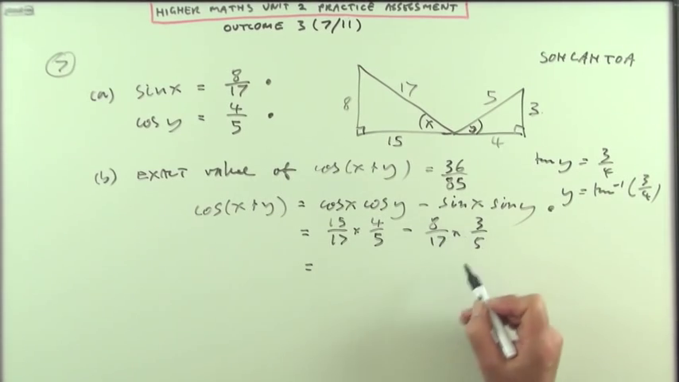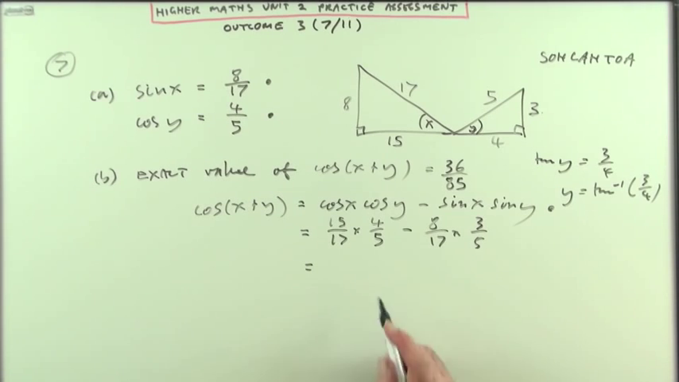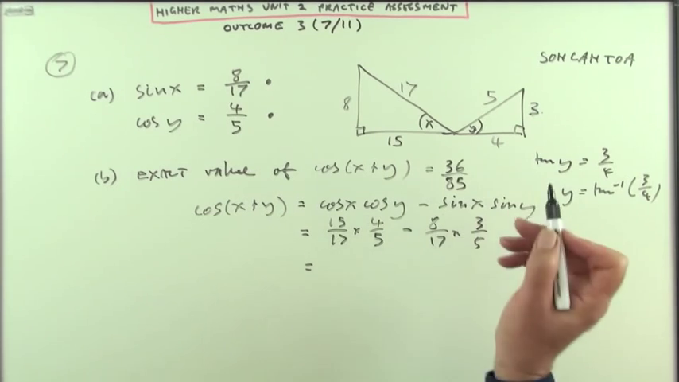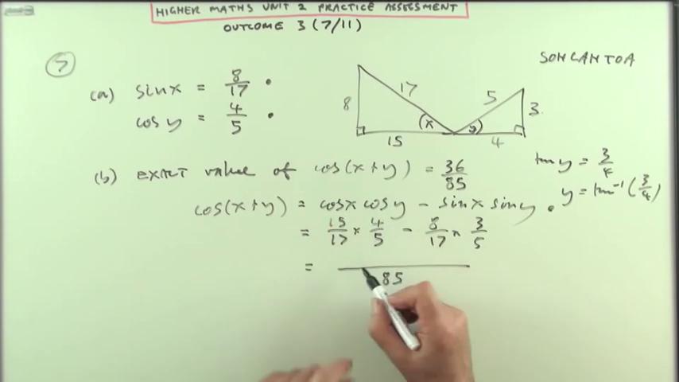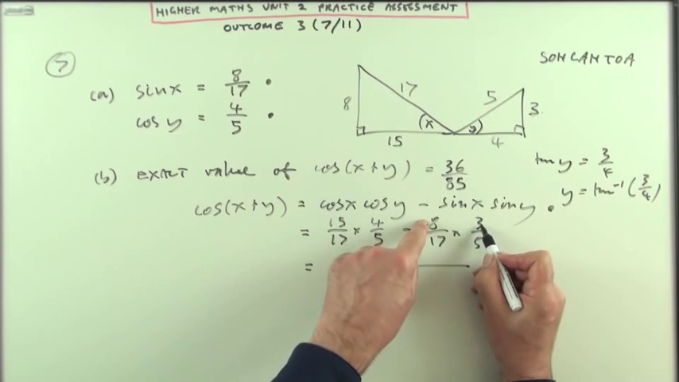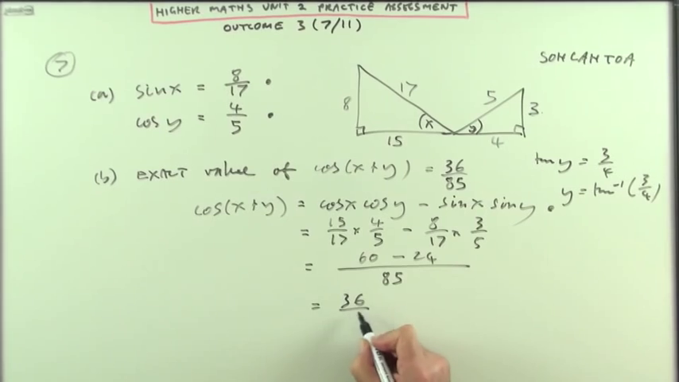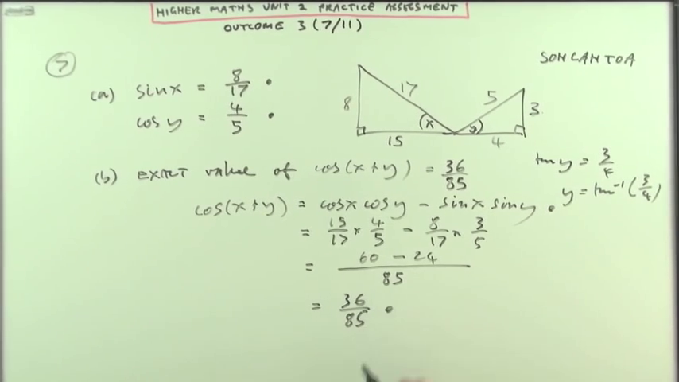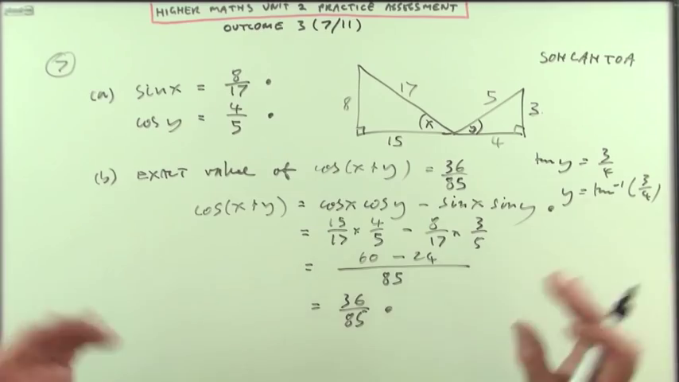But if any of those happen to cancel, don't cancel them down, because I want to add these two fractions together. So I need to preserve the denominators to make sure they're the same. And 5 times 17 is 85, so it's all out of 85, because both denominators are 85. And what have I got? Numerator here, 4 times 15, 60. Numerator here, 3 times 8, 24. 24 away from 60 is indeed 36. And that's the second mark from part B. A lot more work involved there than there is just from this mark here. But essentially, that's question 7.